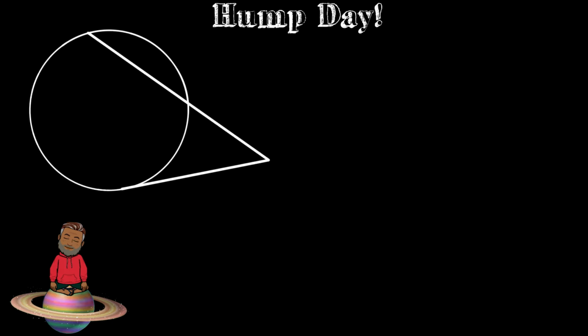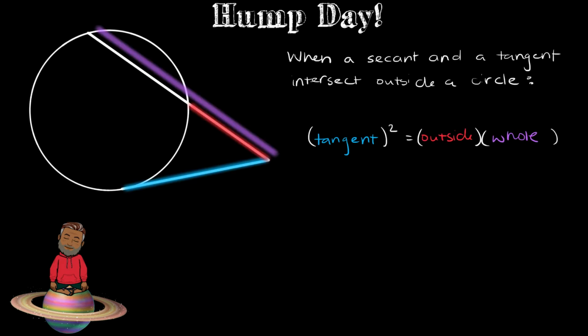Now, our second scenario is going to look like this. This is no longer two secants intersecting each other, but one of them a secant because it intersects the circle twice, and the second one is a tangent. So let's color code that. We have when a secant and a tangent intersect outside of a circle. Now the formula is that the tangent to the power of 2 is equal to the outside portion times the whole secant.